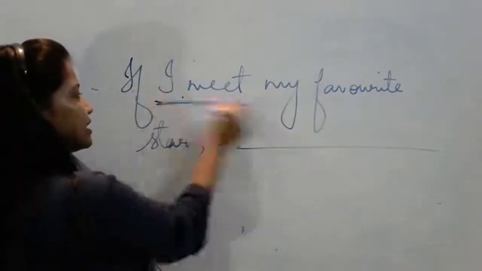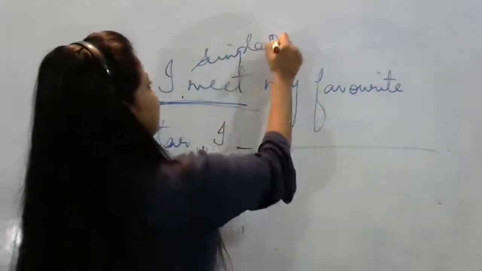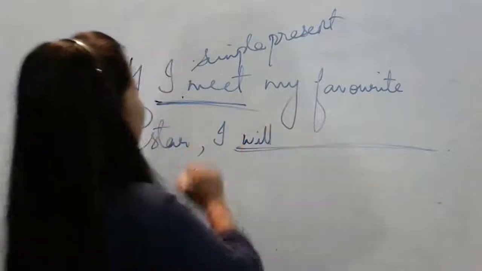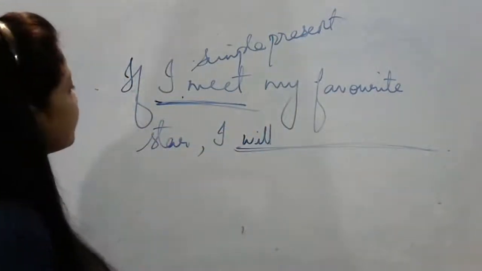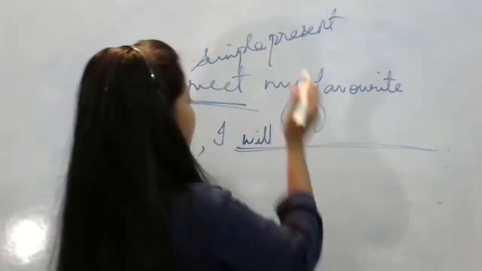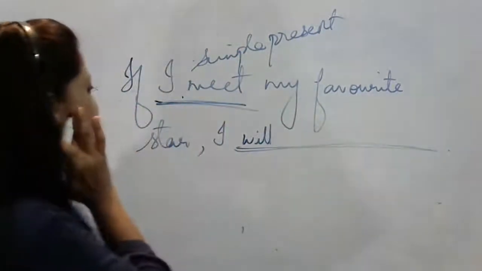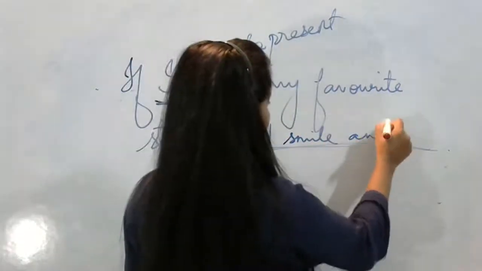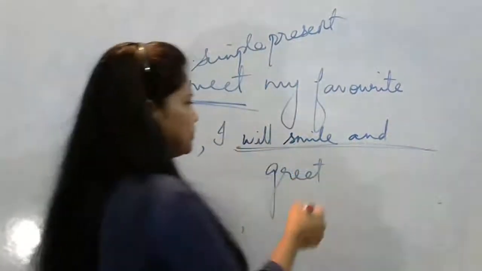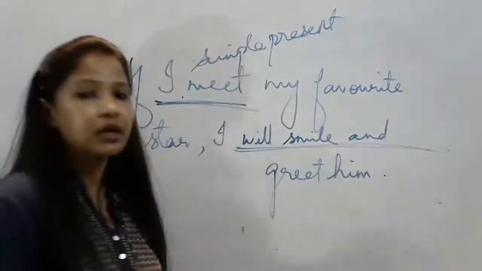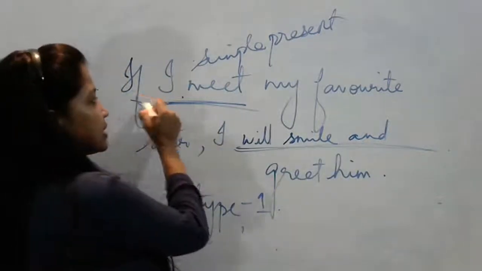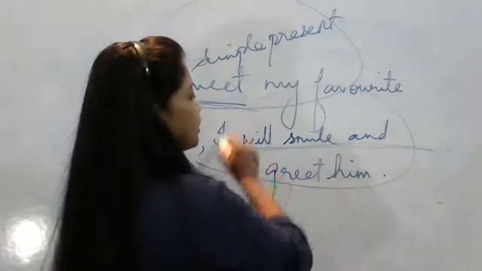Which tense is this? This is simple present. So what should this be? It should be simple future. So, if I meet my favorite star, I will smile and greet him. This is type 1. If this is simple present, the later part has to be simple future.